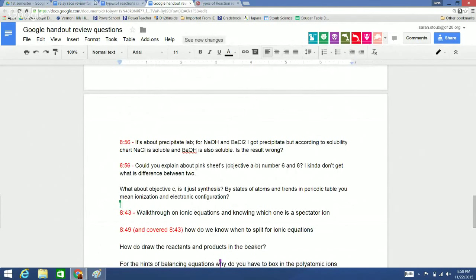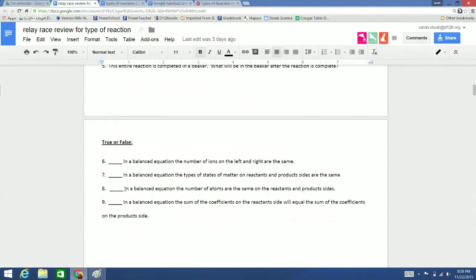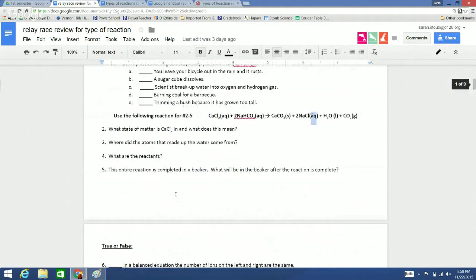Oh, you asked number 8 though. Number 8, in a balanced equation, the number of atoms are the same on the reactants and product side. That is true. So going back to this one, the number of ions aren't the same, but you always have 1 calcium on the left, 1 calcium on the right. 2 chlorines on the left, 2 chlorines on the right. You can still count atoms and make an atom inventory list on the left and the right, and those are the same. You have to have the same number of atoms.